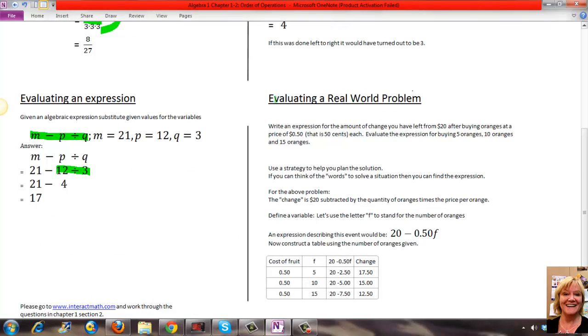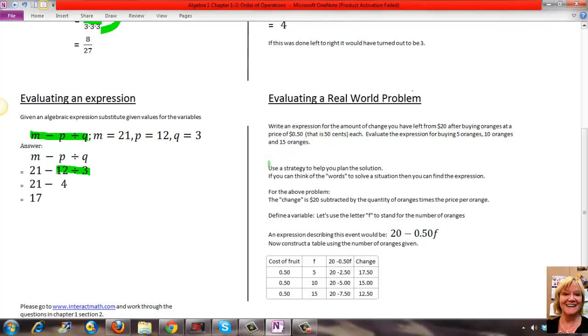The next thing we're going to do is evaluate a real-world problem. And there's many different ways you can do this, but this is one way that I like to do it. The question says write an expression for the amount of change you have left from $20 after buying oranges at a price of $0.50, that is 50 cents each. Evaluate the expression for buying 5 oranges, 10 oranges, and 15 oranges.